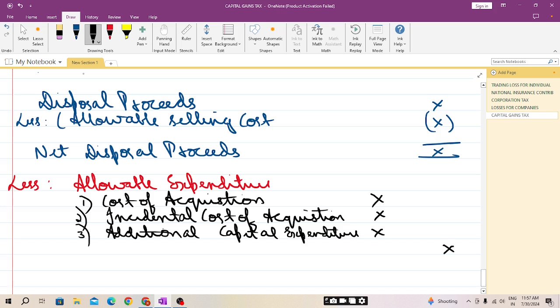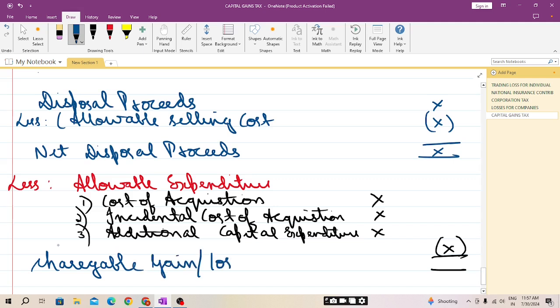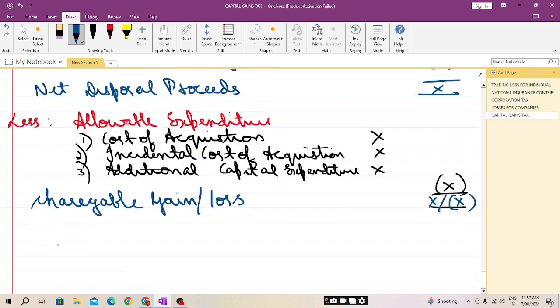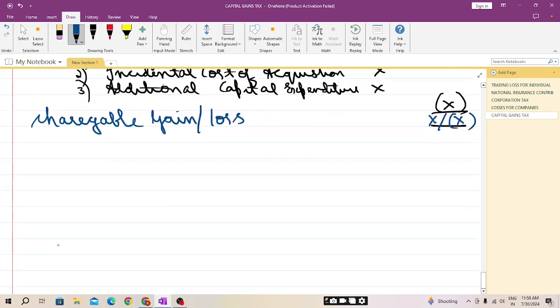So this total we will reduce such that we will arrive at our chargeable gain or loss, students. This is the most important format, students. And now we will see how to calculate, or the calculation which involves the disposal proceeds.